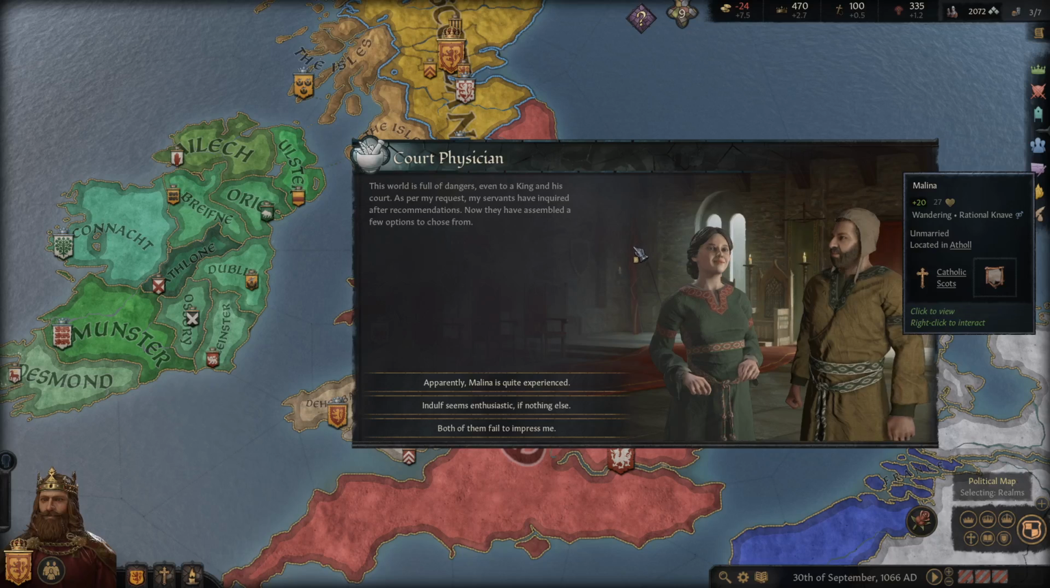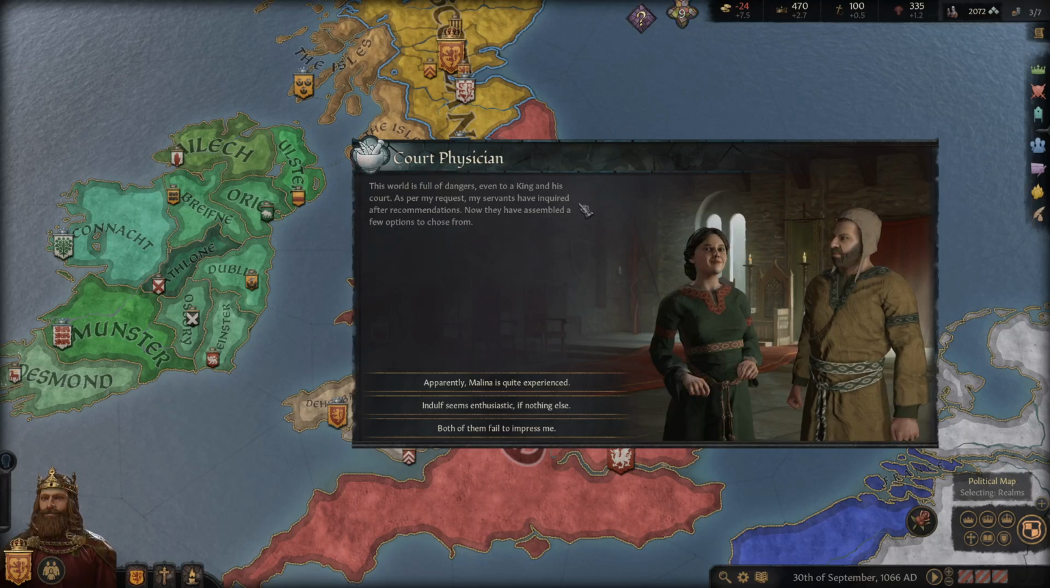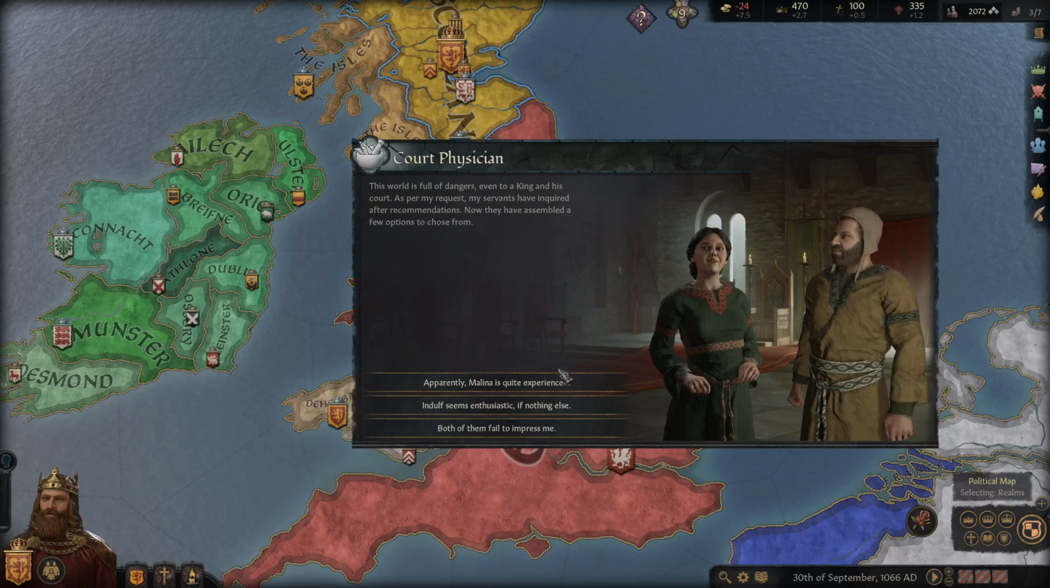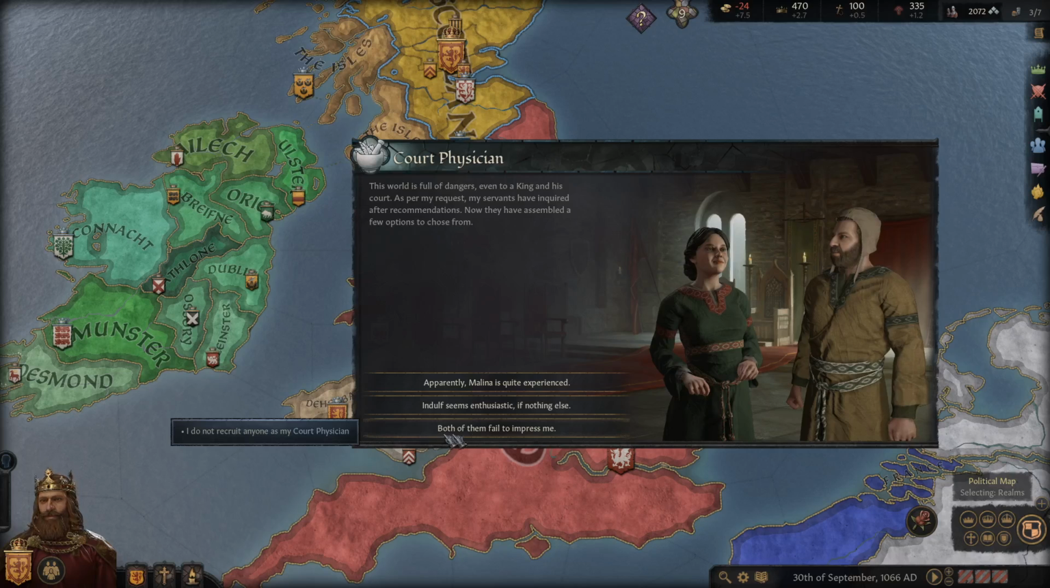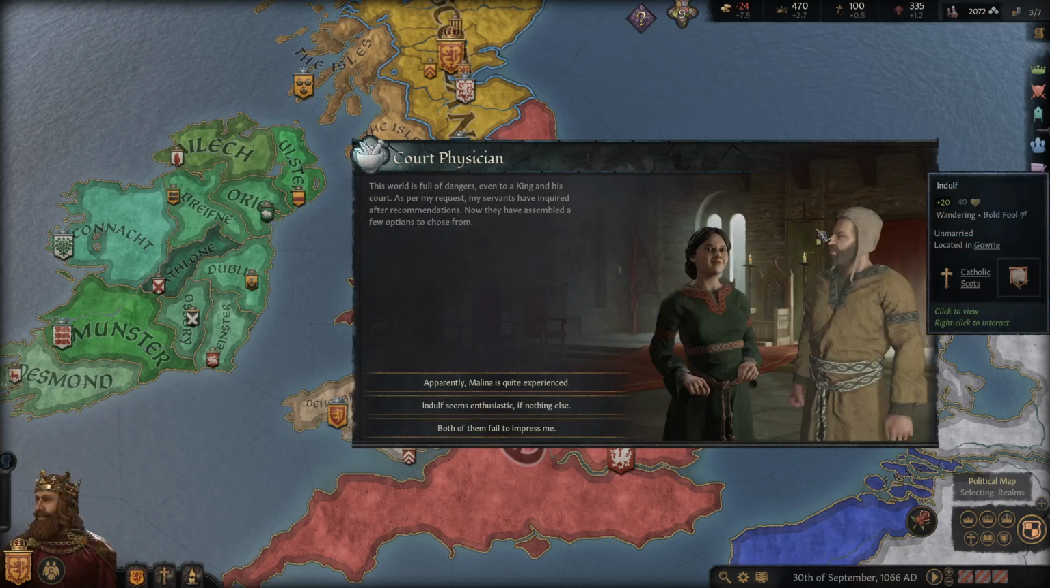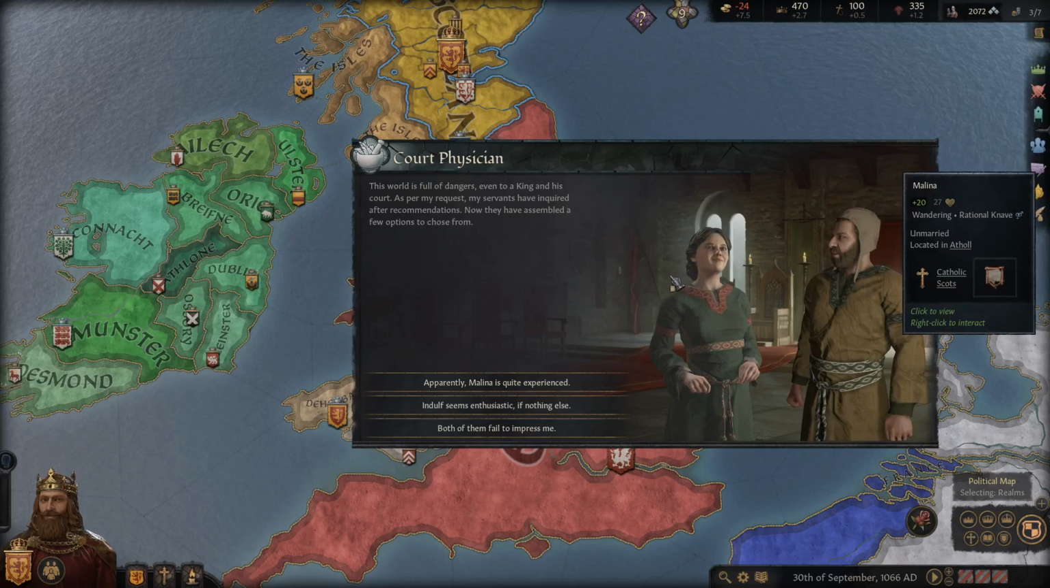Anyway. The world is full of dangers, even to a king and his court. As per my request, my servants have inquired after recommendations, and they have assembled a few options to choose from. Okay, we've got Melina here. Indulf. Wait, how do I... Okay, yeah, here's how I check them. So these are the two.